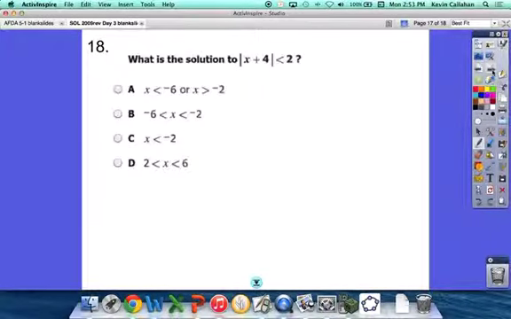And the 18, what did you say? It was B. Again, I'm not going to do that one with the calculator. Just turn it into a 3-part inequality. Subtract 4. Done. What do you say? Easy? Okay.